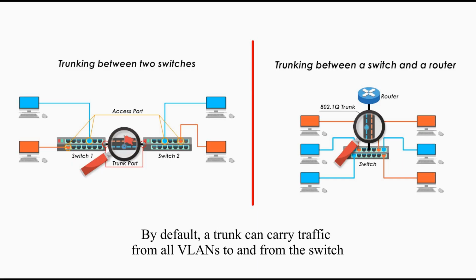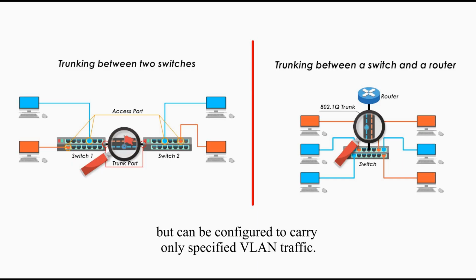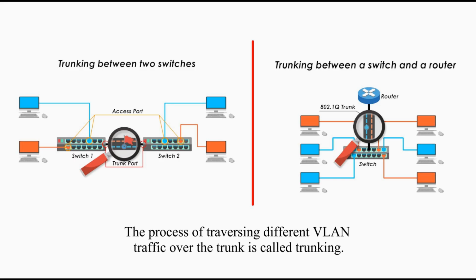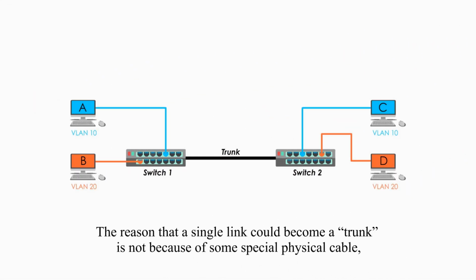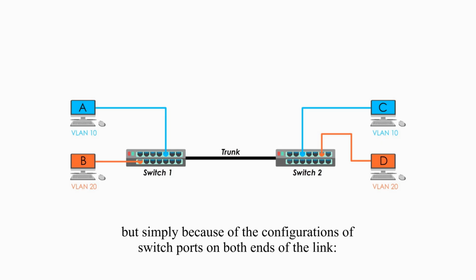By default, a trunk can carry traffic from all VLANs to and from the switch, but it can be configured to carry only specified VLAN traffic. The process of traversing different VLAN traffic over the trunk is called trunking. The reason that a single link could become a trunk is not because of some special physical key, but simply because of configurations of switch ports on both ends of the link.